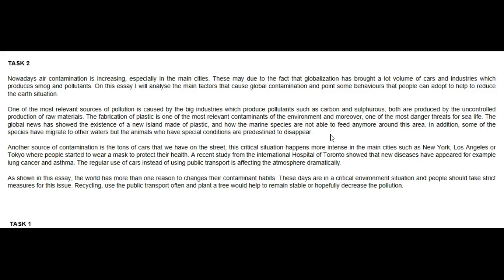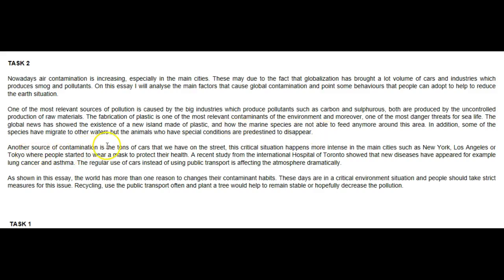Another source of contamination is the tons of cars that we have on the street. This critical situation happens more intense in the main cities such as New York, Los Angeles, or Tokyo, where people started to wear a mask to protect their health. Okay, it's a long sentence and you're missing some linkers here, so let's take a look.